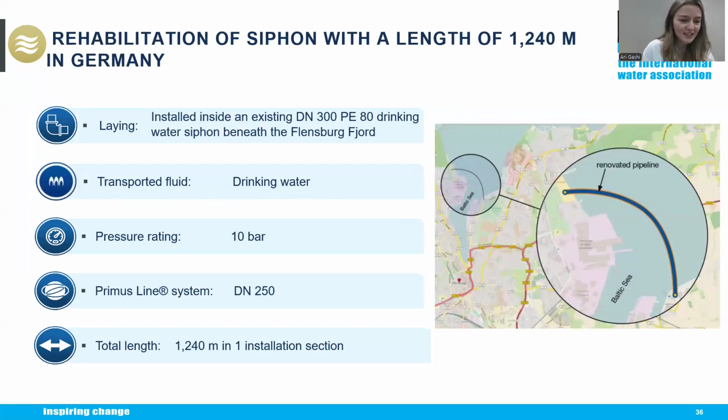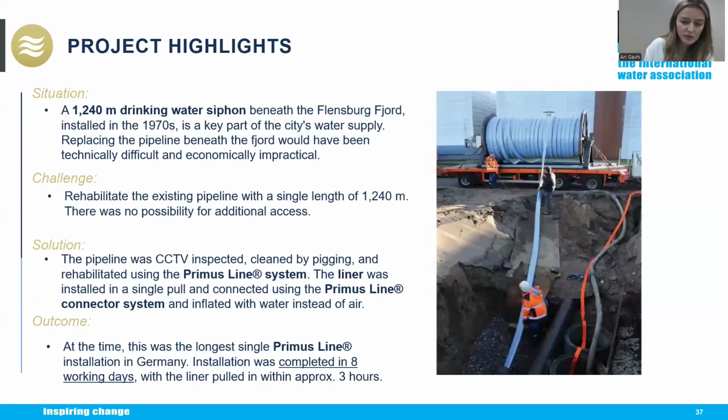Moving on to Germany, we rehabilitated a siphon with a length of 1,240 meters. It was installed inside an existing DN 300 P80 drinking water siphon beneath the Flensburg fjord. Again, for drinking water with a pressure rating of 10 bar, we decided on the DN 250, and it was installed in one installation section only with 1,240 meters.